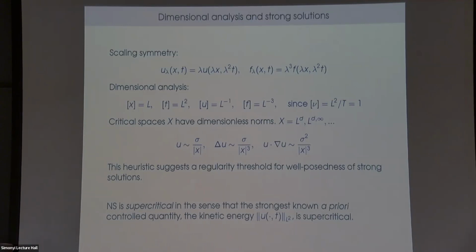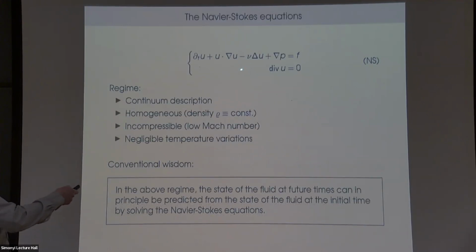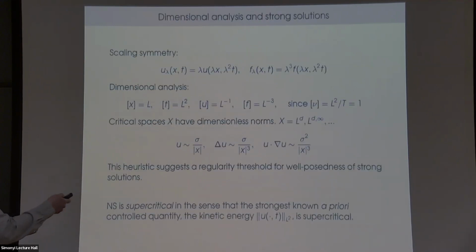You can develop heuristics about when you can solve the PDE from dimensional analysis. First of all, we note that the Navier-Stokes equations have this number nu. This is just a positive number. It's called the kinematic viscosity, a dimensional constant which depends on the fluid. It has dimensions of length squared over time.